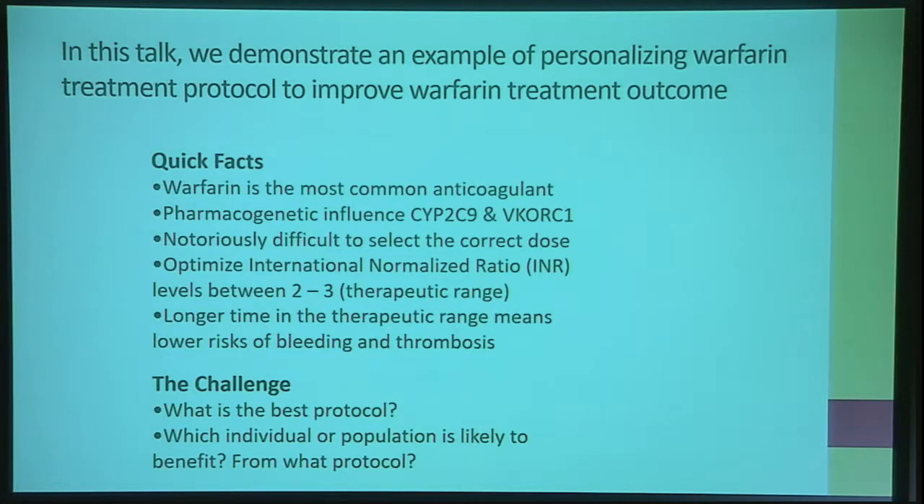So currently, the best way to control the dose is to do a blood withdrawal and test how thin your blood is. That is what we call the international normalized ratio, INR. The best thing is that we want to control the range between 2 and 3. I mean, typically, there will be some exceptions. But typically, it's between 2 and 3.